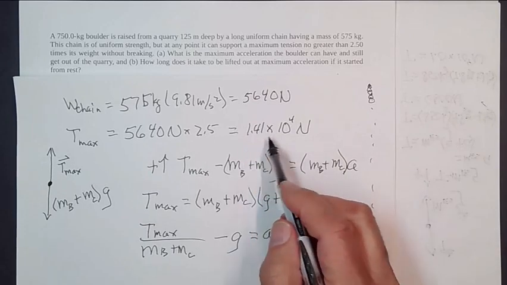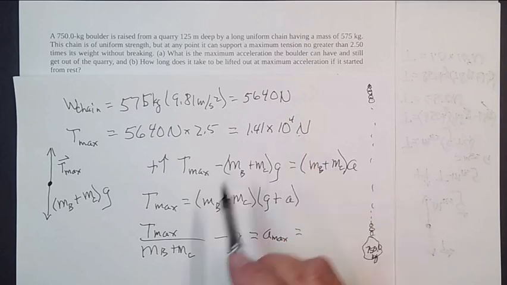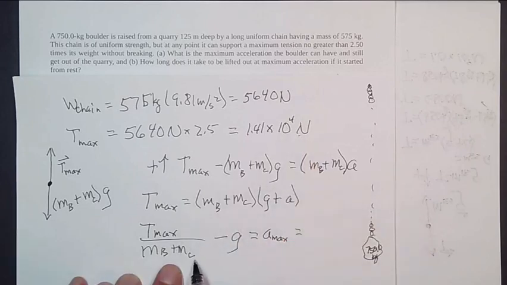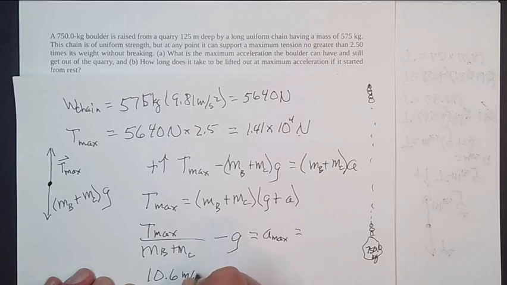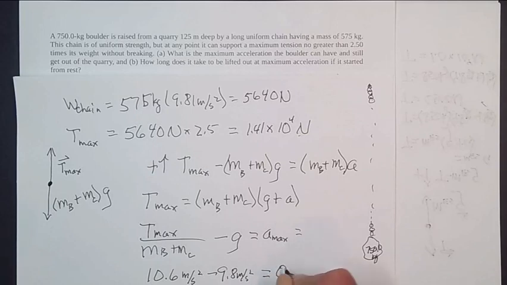And maximum tension is 1.41 times 10 to the 4th newtons. If I divide by that total mass here, I'm not going to show the calculations, but I'd get 10.6 meters per second squared for this, minus 9.8 meters per second squared for g, and that'll be about 0.8. I'm down to one significant figure, so 9.81, but the uncertainty there is in the hundredths place. Here it's in the tenths place, so I just get down to 0.8 meters per second squared for that maximum acceleration.